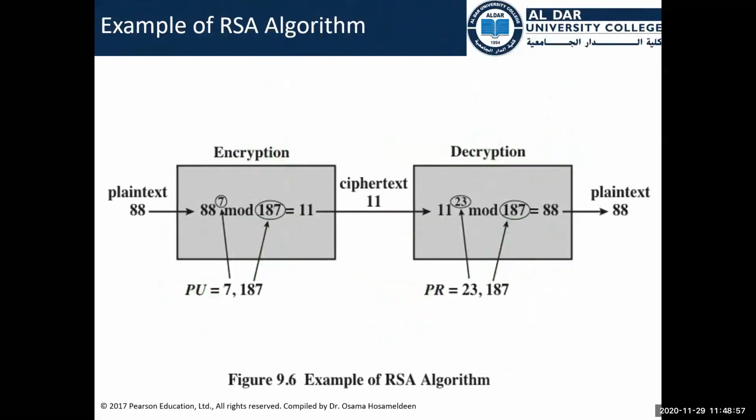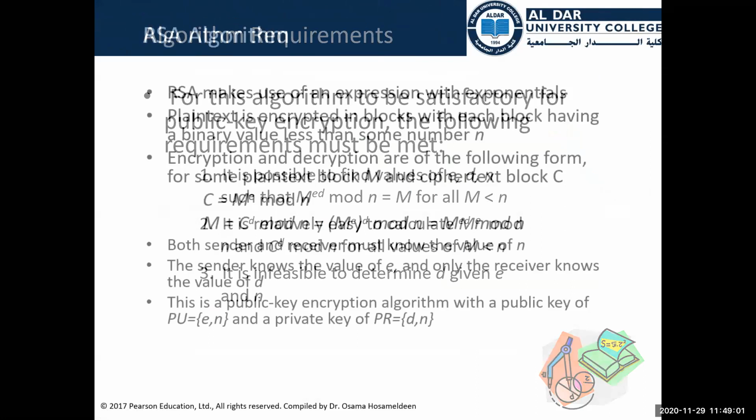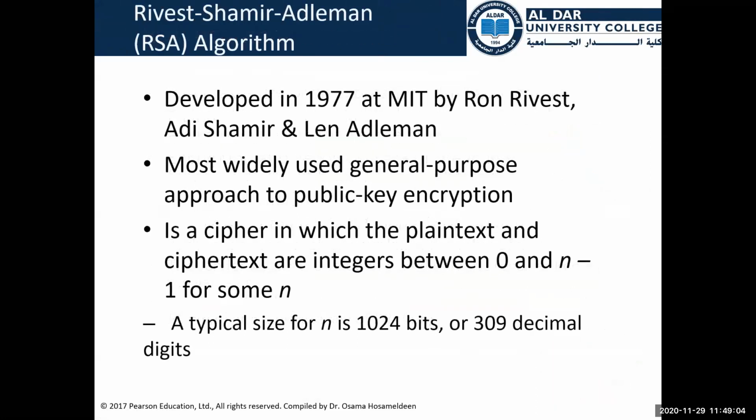I told you, the common number is what? I will return back to this slide. This is very important. 309 decimal values. This is a large number. This is a very large number.